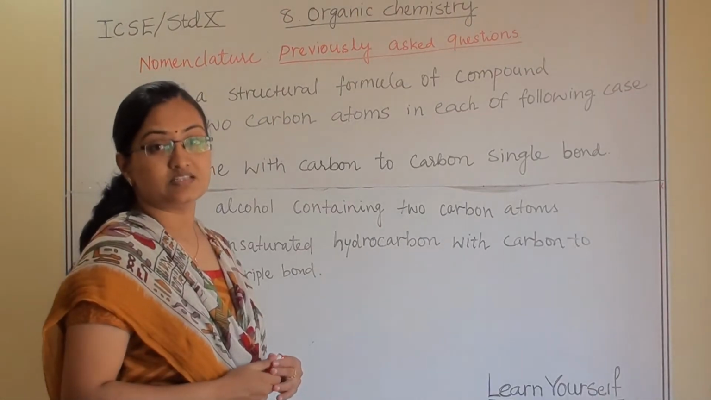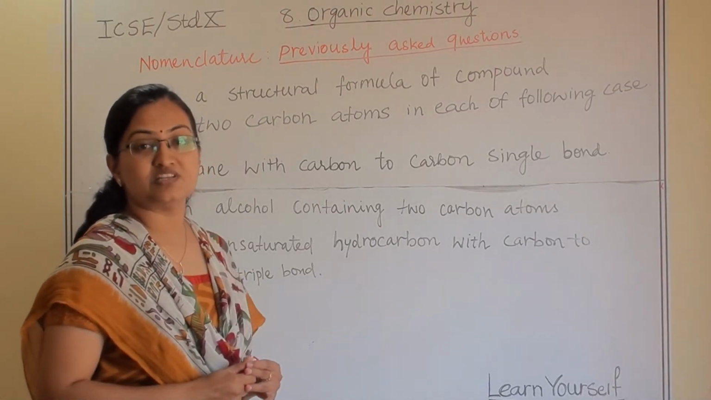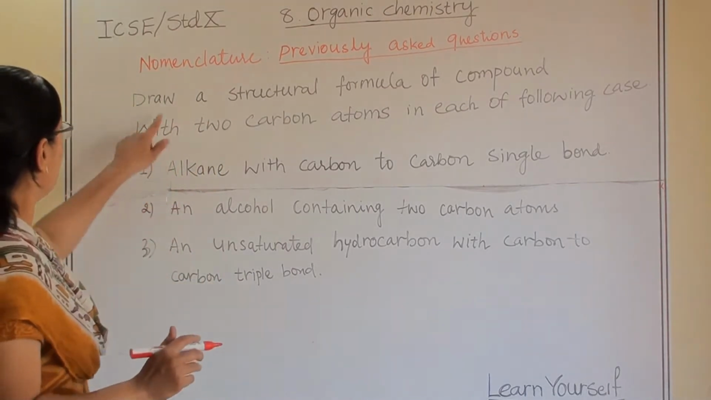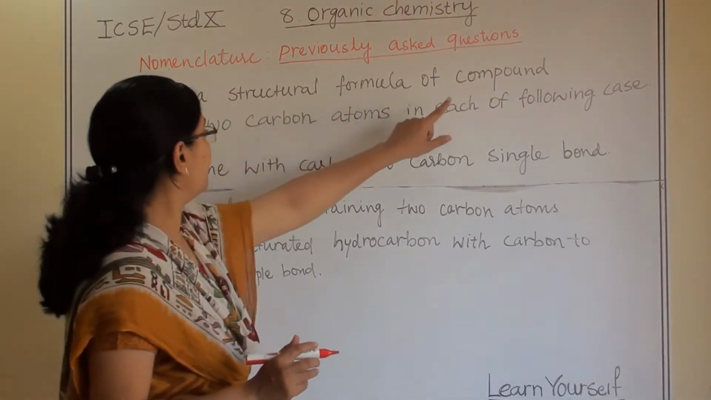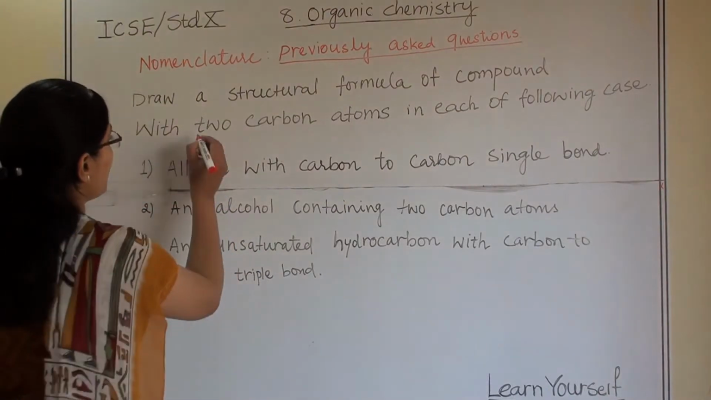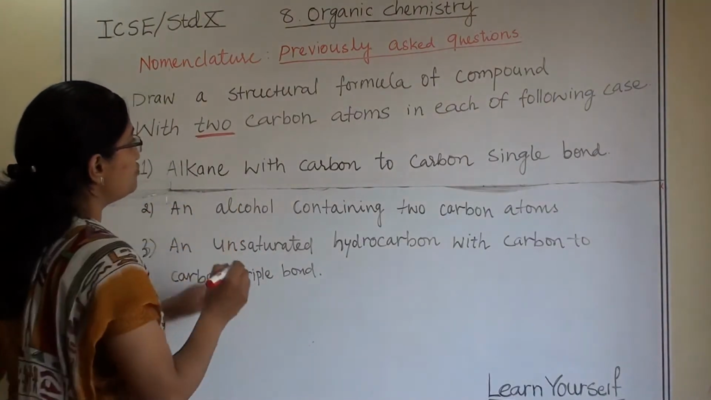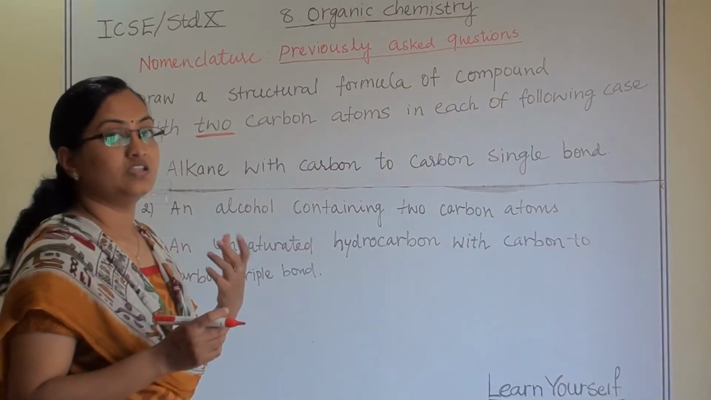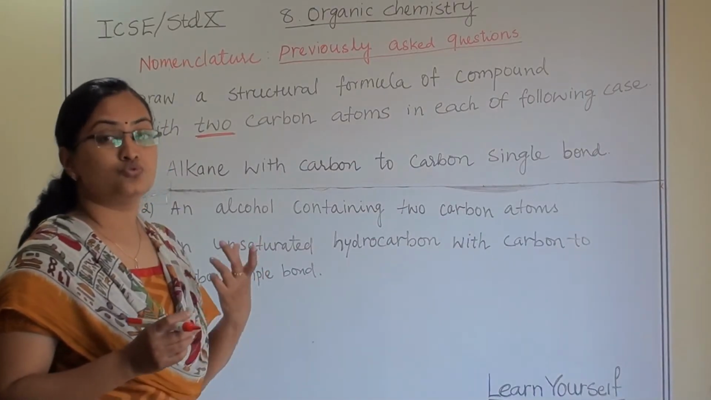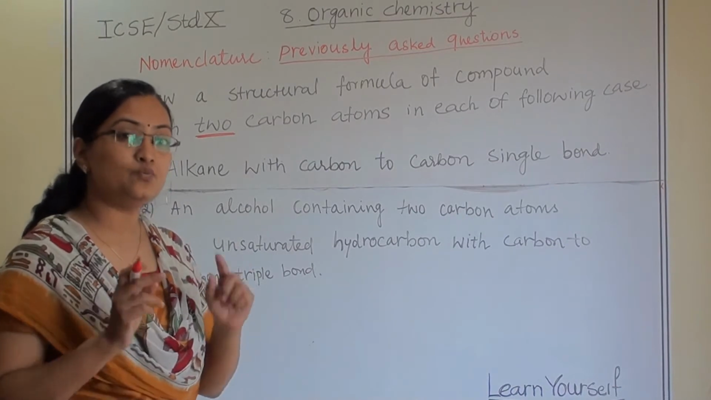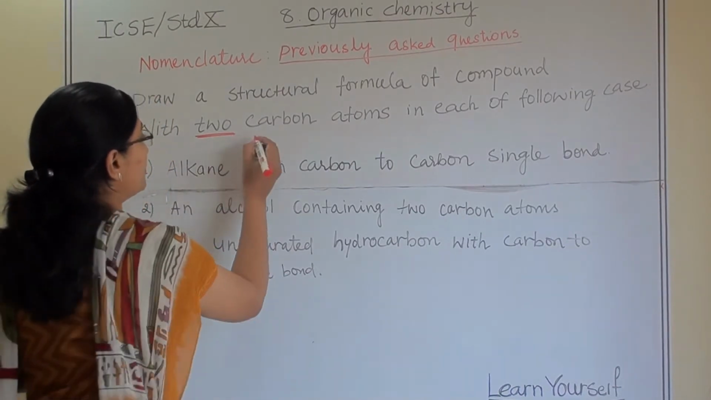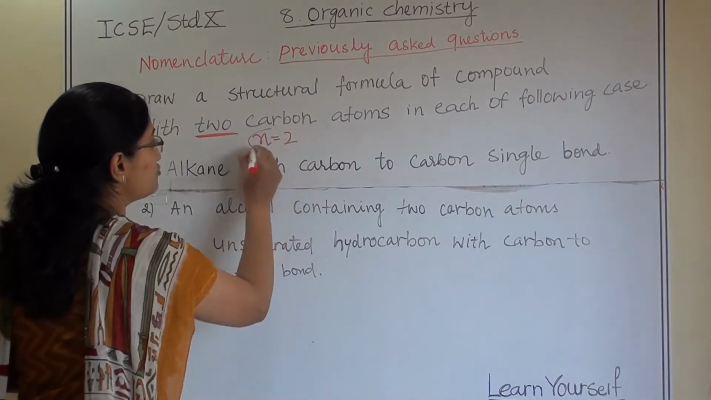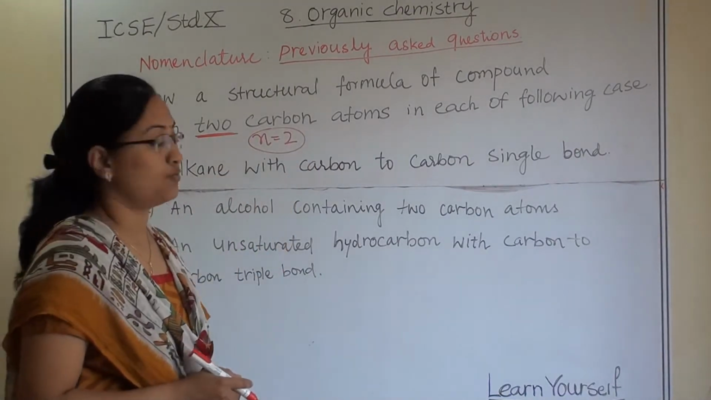Let us practice nomenclature with some previously asked board questions. The question is: draw a structural formula of a compound with 2 carbon atoms in each of the following cases. They are asking us to write a structural formula in which only 2 carbon atoms should be there. That means n equals 2, we have to count.